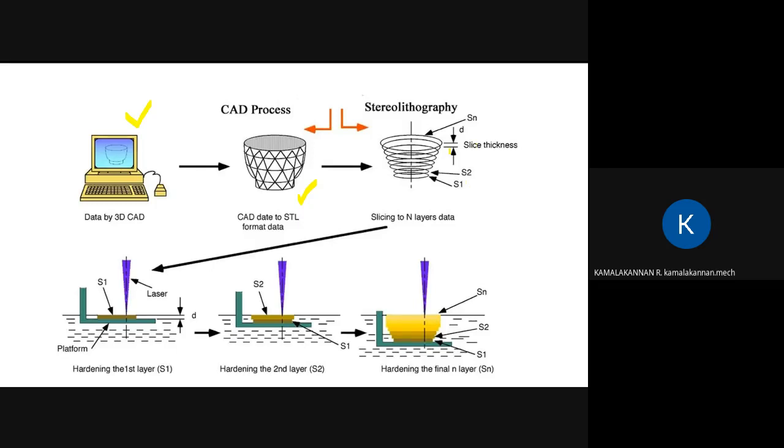Here the individual slice thickness will be mentioned as D. Each and every slice will have the same thickness. So they have mentioned it here as D.